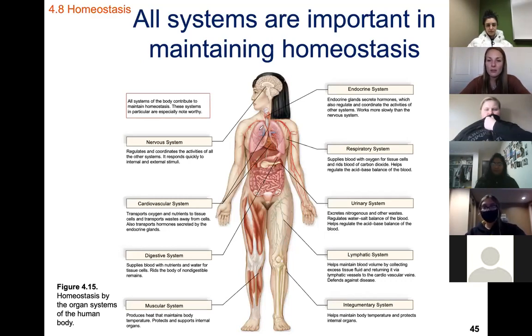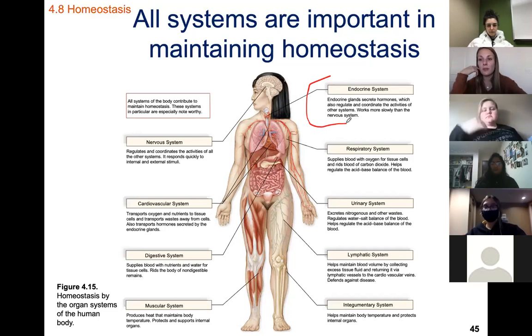Again, I'm not going to read all of these to you, but let's talk about that endocrine system because we talked a lot about that today. The endocrine glands secrete hormones which can also regulate and coordinate the activities of other systems, and it works more slowly than the nervous system. So think about your fight or flight. When you have an adrenaline rush of some sort, maybe you're playing a video game, or maybe you're in an intense sports game, or maybe some of you would have an adrenaline rush for an exam, okay? The hormones that are being sent to your body work a little bit slower than the nervous system.